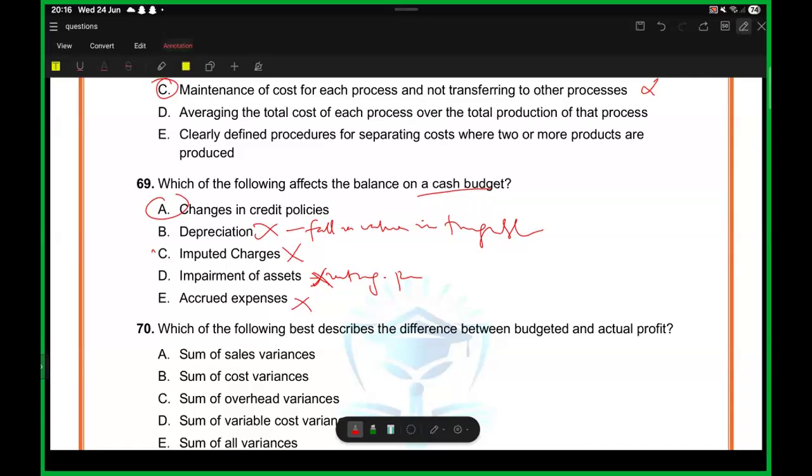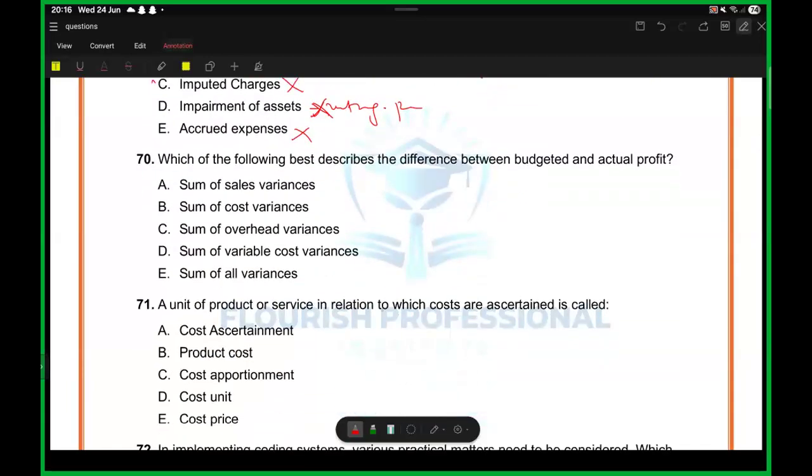Okay. Question 70. Which of the following best describes the difference between budgeted and actual profit? A. Sum of sales variance. B. Sum of cost variances. C. Sum of overhead variances. D. Sum of variable cost variances.